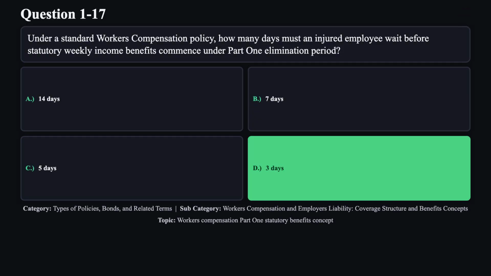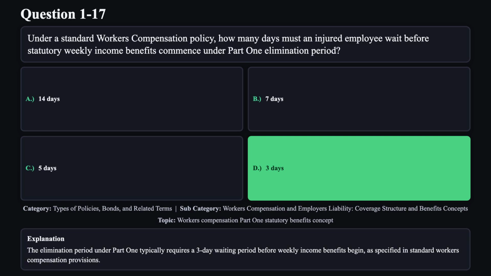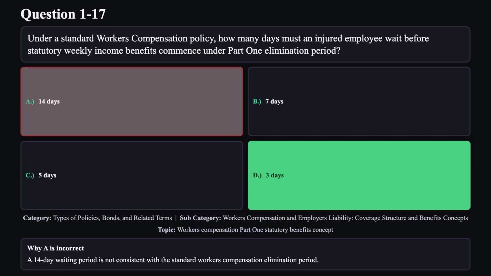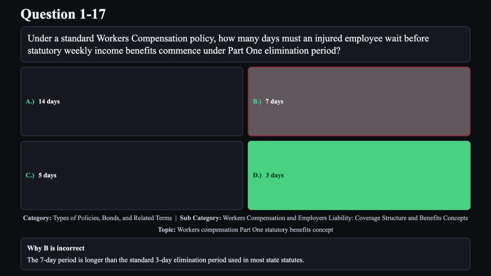The correct answer is D. The elimination period under Part 1 typically requires a 3-day waiting period before weekly income benefits begin, as specified in standard workers' compensation provisions. Reason A is not correct. A 14-day waiting period is not consistent with the standard workers' compensation elimination period. Reason B is not correct.